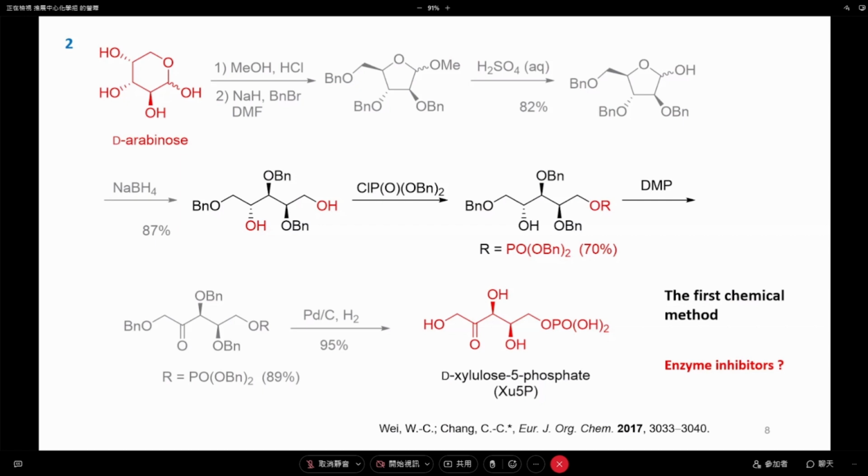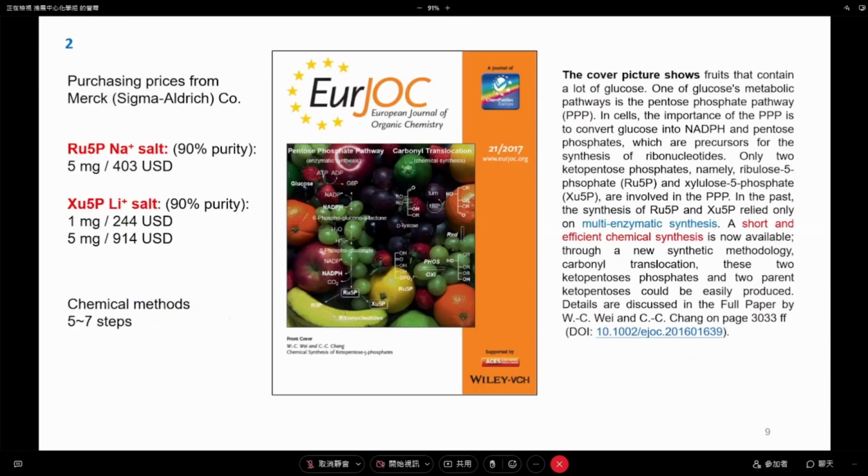This research was probably so important that it was featured as a front cover on that issue. If you really want to buy these two compounds from Merck or a previous beverage company, 5 milligrams costs you $400 US. This is over $900. But in my lab, we find a 7 step route, a hundred-some milligram scale, to be prepared in my lab. This is the second topic I will share with you.